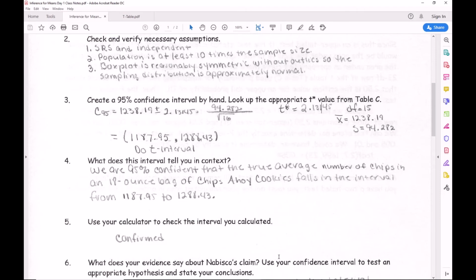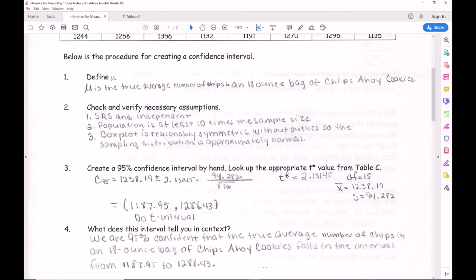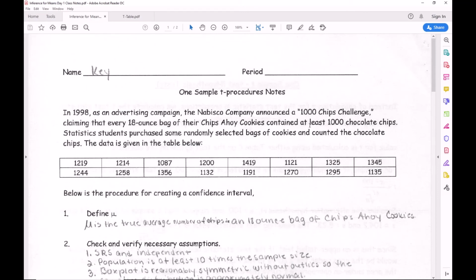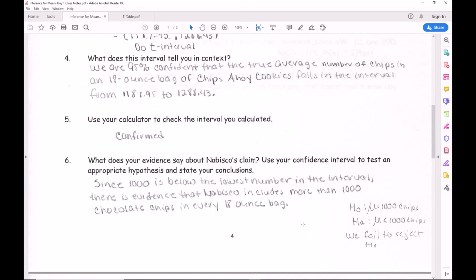All right. So the last thing here is, what does your evidence say about Nabisco's claim? Remember, they claimed that there are at least 1,000 chocolate chips in their bags of chocolate chip cookies. So use your confidence interval to test an appropriate hypothesis. All right. So I made a hypothesis. H0 is that mu is 1,000 chips. All right, that matches up to what they said. It's the lowest value that they can get and still support their claim. HA is where you're thinking, oh, maybe they're lying. That's less than 1,000 chips.